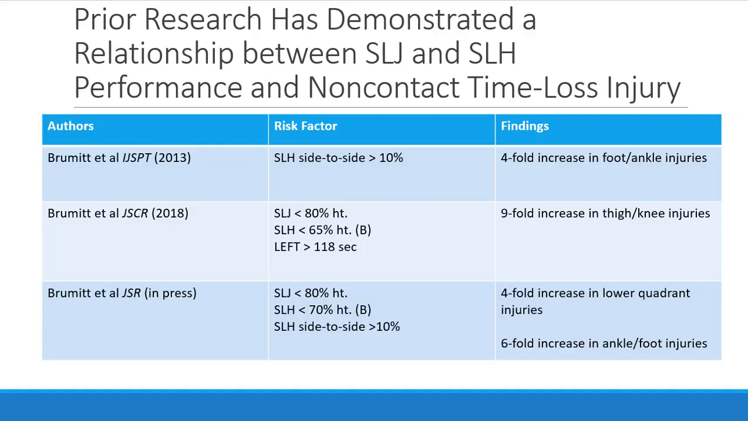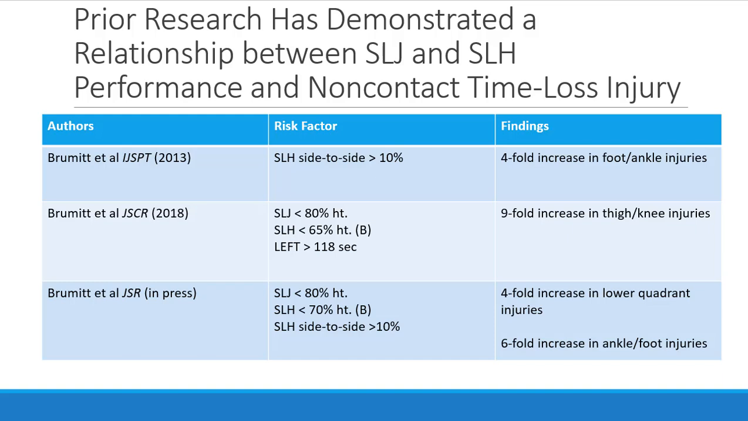Now, prior research has demonstrated a relationship or an association between standing long jump and single leg hop performance and non-contact time loss injury. Brummett et al. has reported that single leg hop, side to side, asymmetry greater than 10% was associated with a fourfold increase in foot and ankle injuries in Division III female collegiate level athletes.